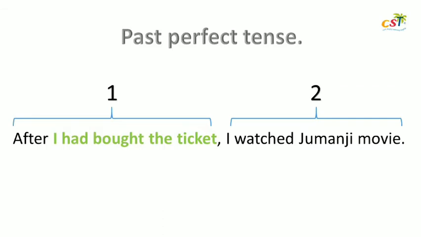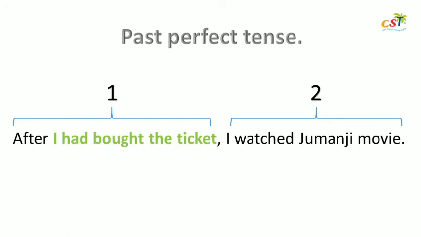Kamu beli tiket dulu apa nonton dulu? Nah, itu analoginya. Kamu pasti beli tiketnya dulu sebelum kamu nonton filmnya, right? Kalau enggak, itu namanya kriminal. But I don't want you to be any. Nah, yang kamu lakukan terlebih dahulu, kamu bikin kalimatnya di past perfect tense.